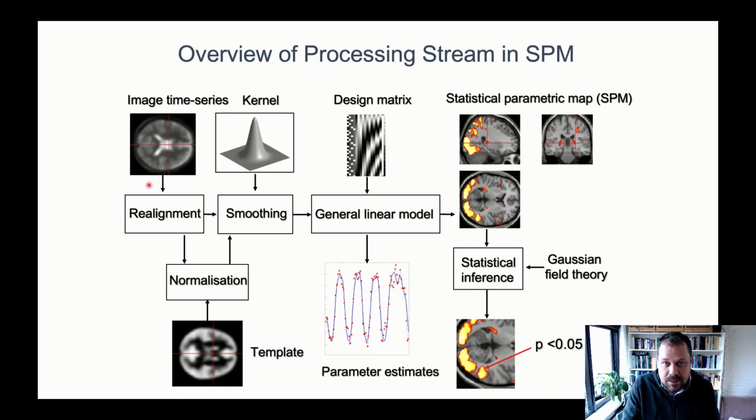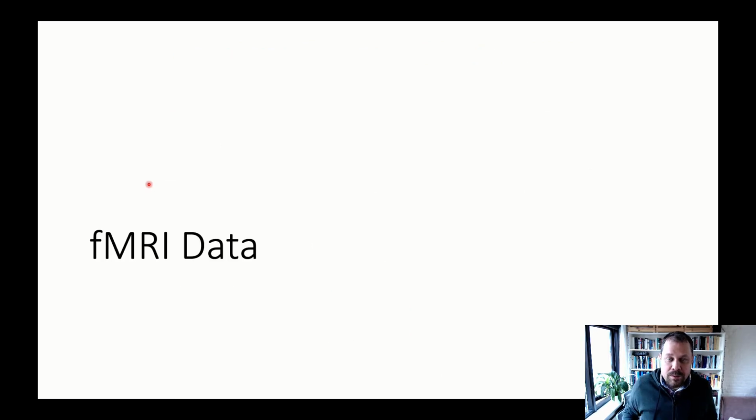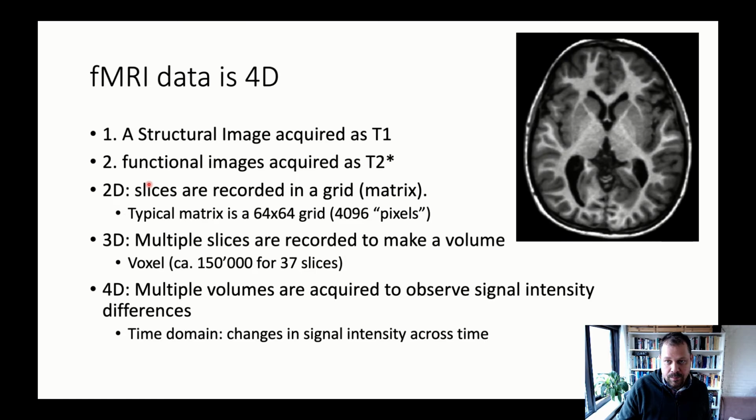Speaking of data, let's take a few moments to talk about what fMRI data looks like, what it is, and how we acquire it. So the final data set, the functional data set that we'll work with, is going to be four-dimensional. It has a structural image that is acquired using the T1 contrast, and this is the image of a structural image here. Then we have multiple functional images that are acquired using the T2 star sequence.